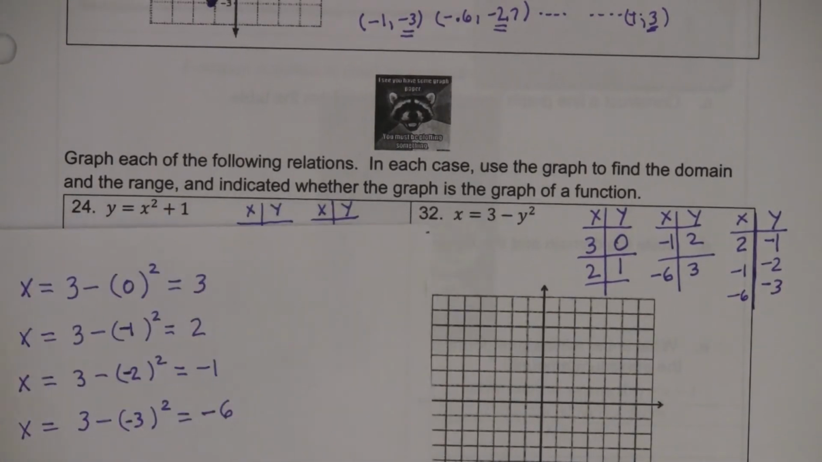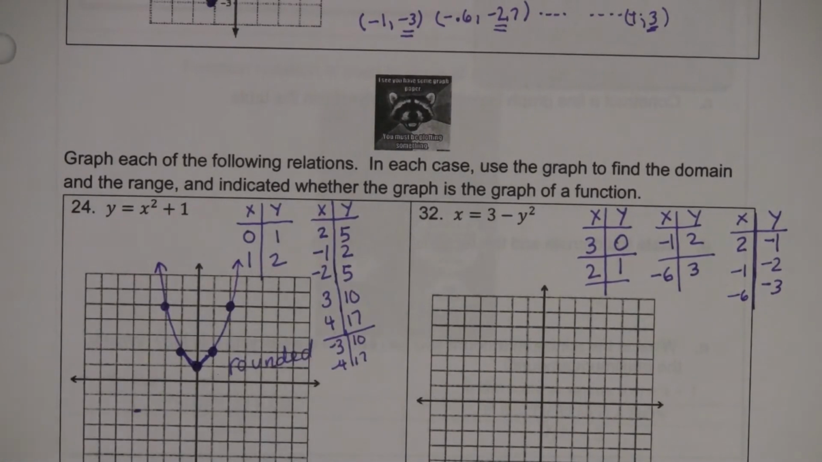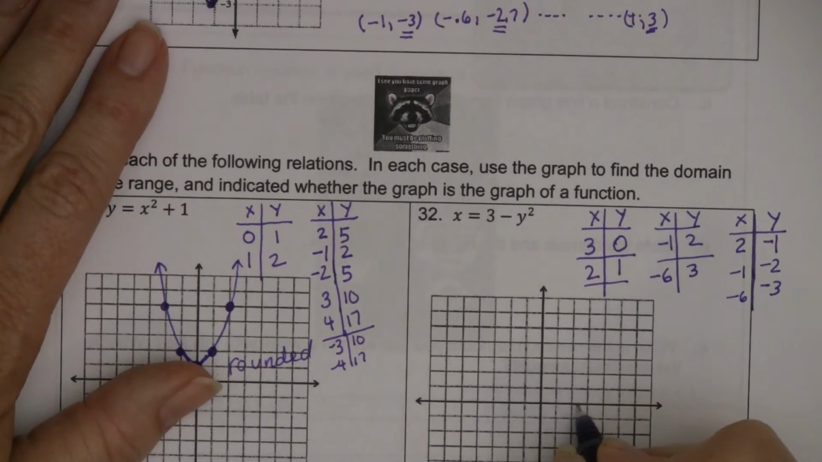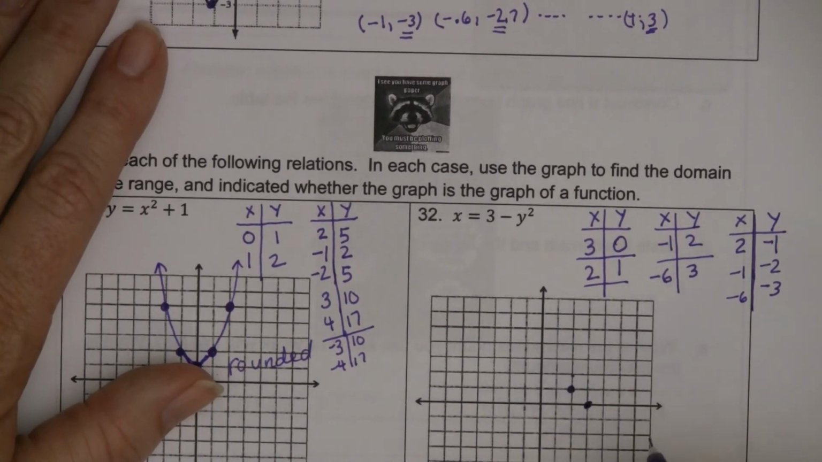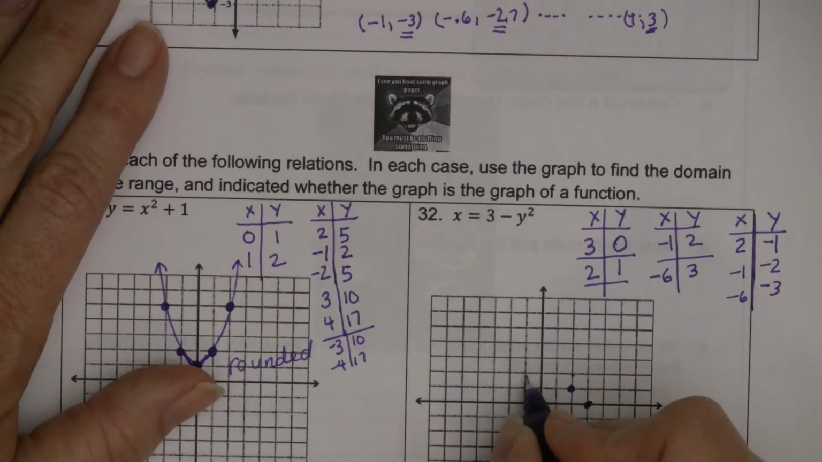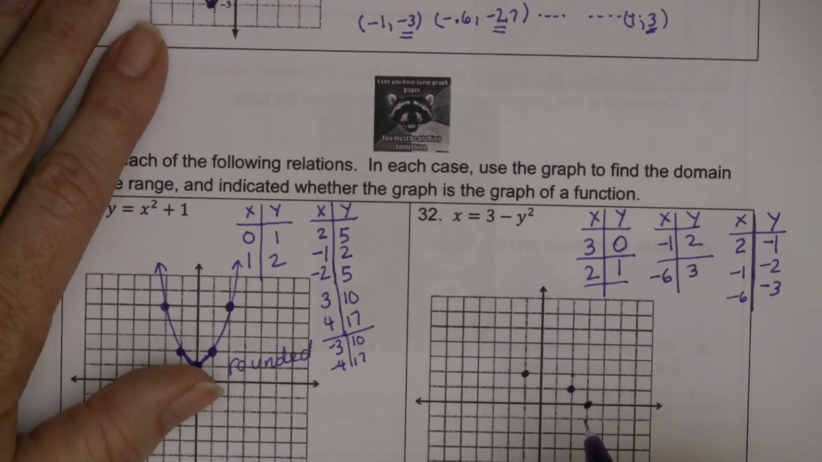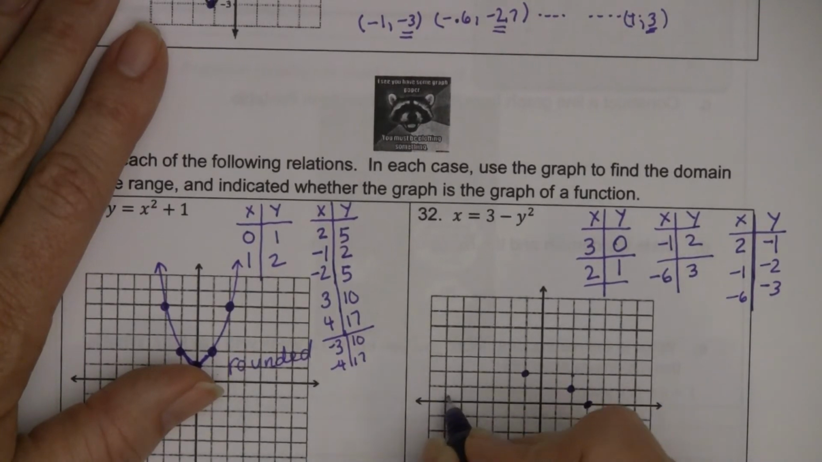And now I'm going to plot all of those points. I have a lot of points. So over 3, 1, 2, 3, up 0, over 2, up 1, over 2 up 1, over negative 1 up 2, and over negative 6 up 3.